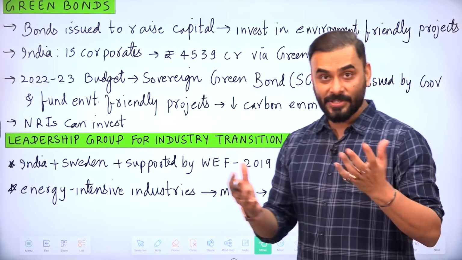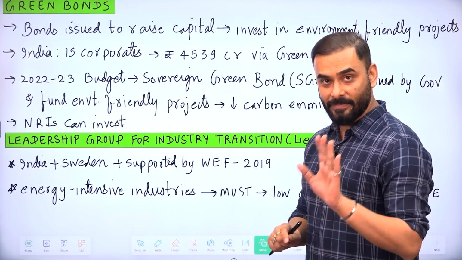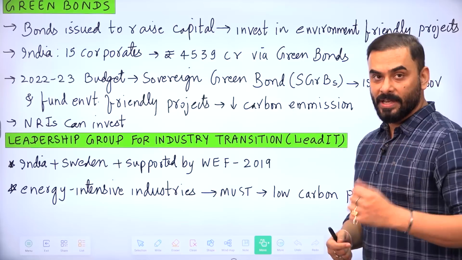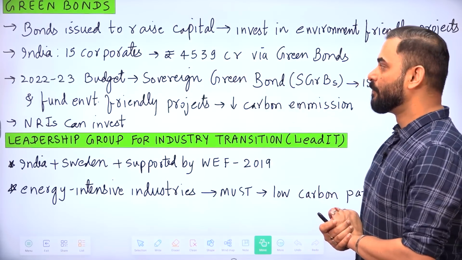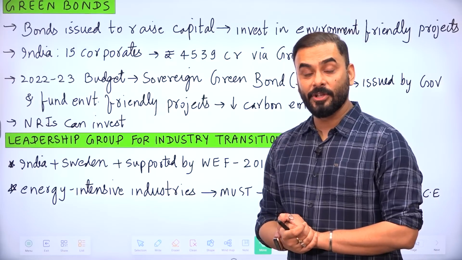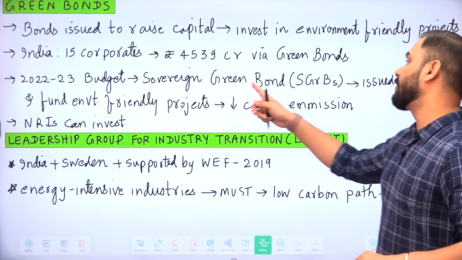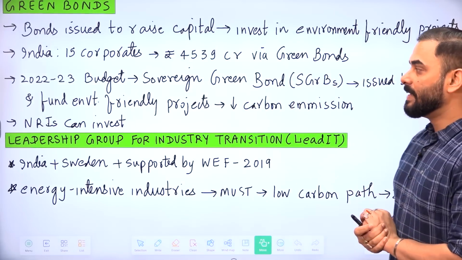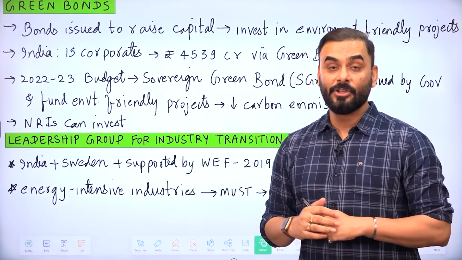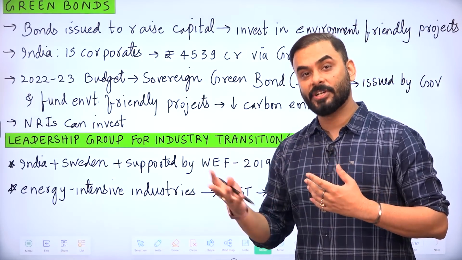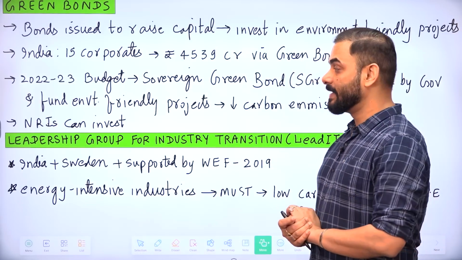Now the world is using a lot of green bonds. India is also using green bonds. For example, 15 different companies in India issued green bonds and raised around 4,539 crore rupees. And in fact, in the budget 2022-23, last year's budget, the government of India also talked about issuing sovereign green bonds, which means they will be issued by the government of India and the money collected through them will be used in environment friendly projects by the government. NRIs are also allowed to invest in the sovereign green bond.